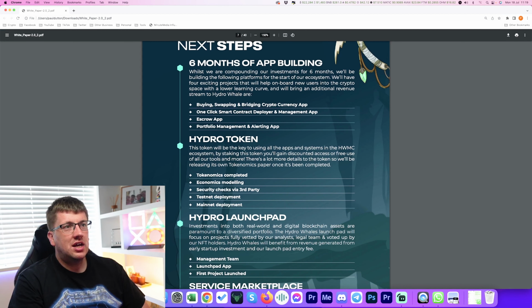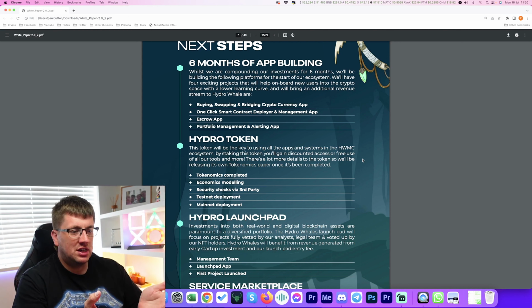Over the next 6 months, they're going to be doing a lot of app building, and they lay this out here really comprehensively. That's because for the first 6 months, you won't receive any payments at all from holding the NFT. So what they're going to do is compound and use that compound to build.